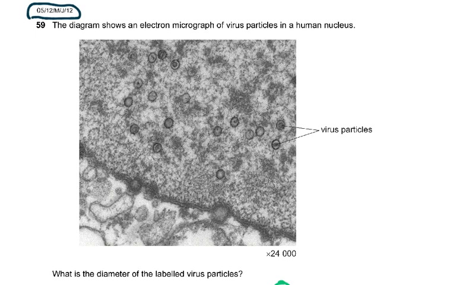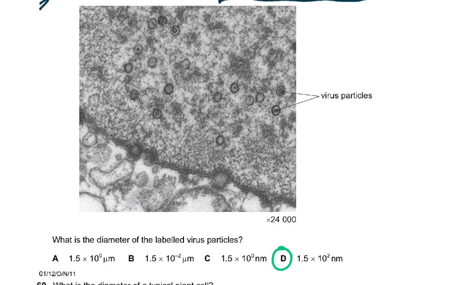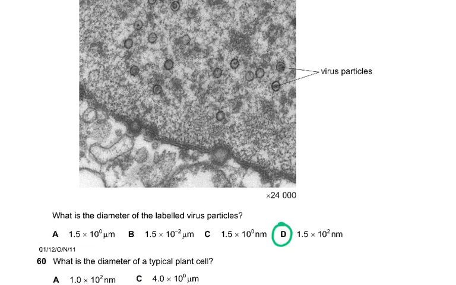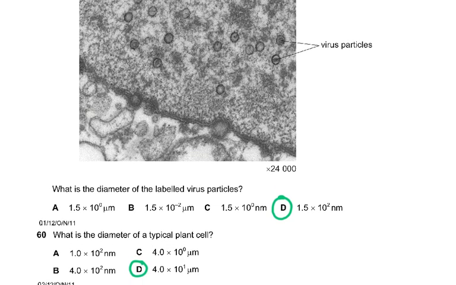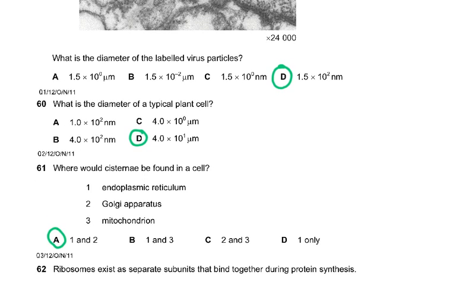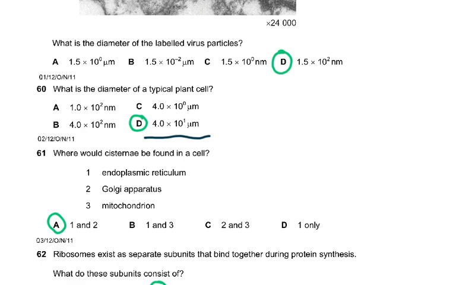Now, question 59. The diagram shows an electron micrograph of virus particles in a human nucleus. Virus particles inside a human nucleus. What is the diameter of the labeled virus particle? And you have to figure that out. You have to measure it and all that. What is the diameter of a typical plant cell? Again, this is something which you must know.